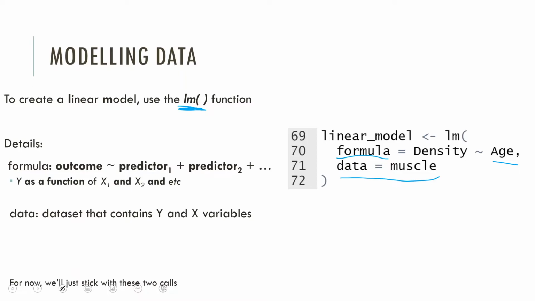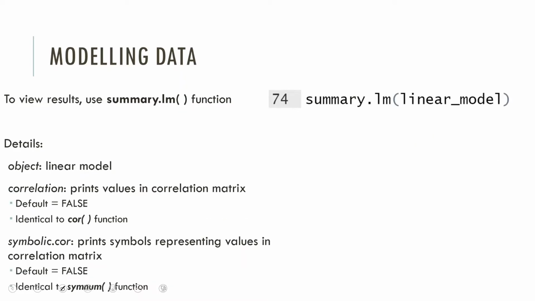Okay. So we've got that, and we've got our model built. I've called it linear_model, and it's built. But we need to figure out what exactly is going on. We need to get all those coefficients. We need to get what the regression equation looks like. We need to see what sort of p-values we're looking at. So we use summary.lm, and then you would just put your linear model in that function. It's pretty simple. That's really all you have to do.